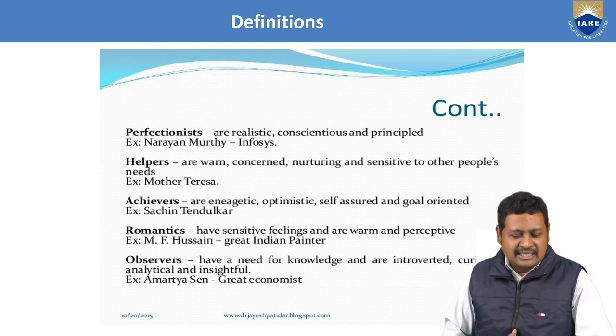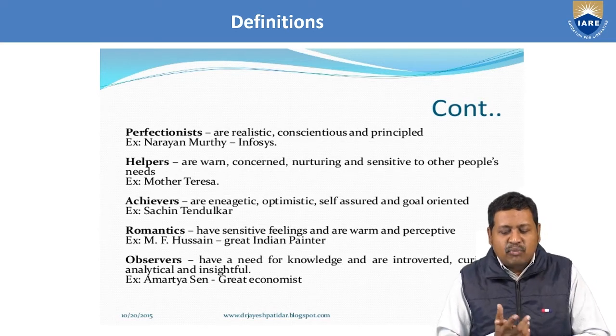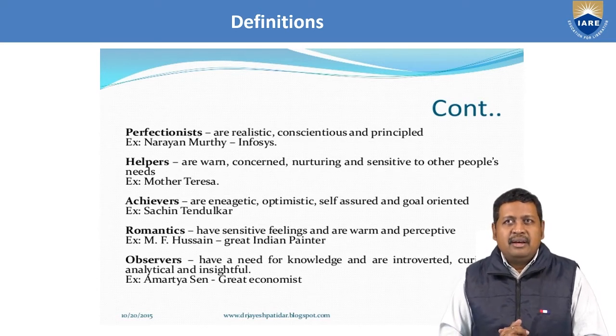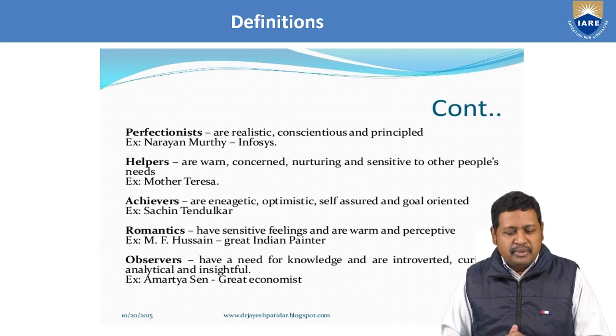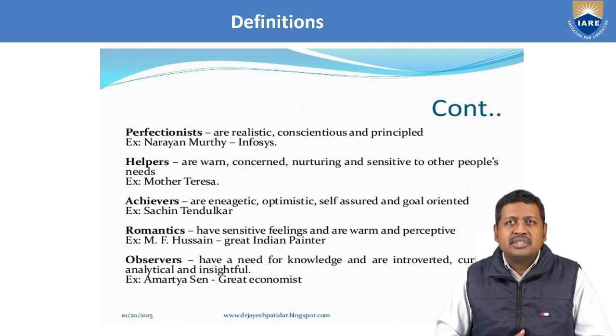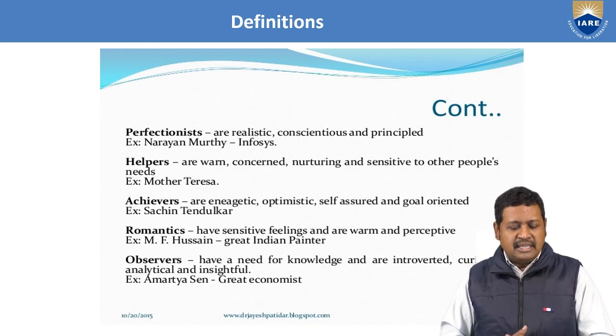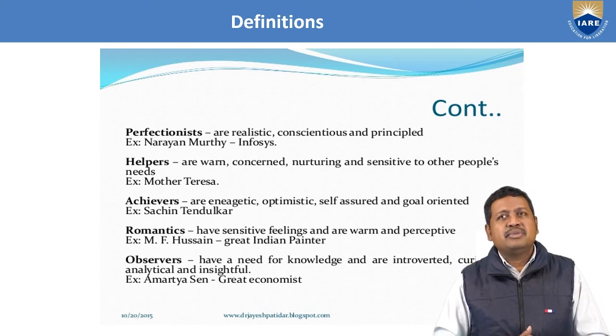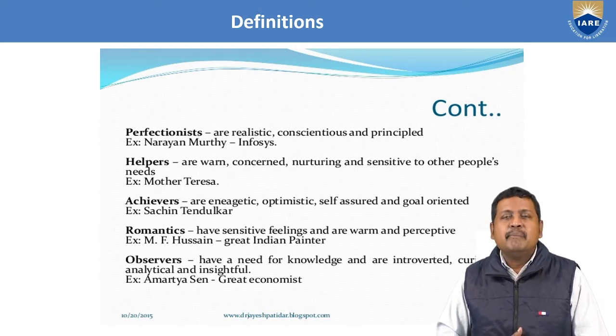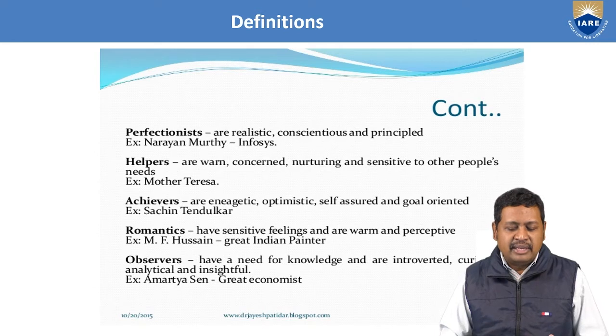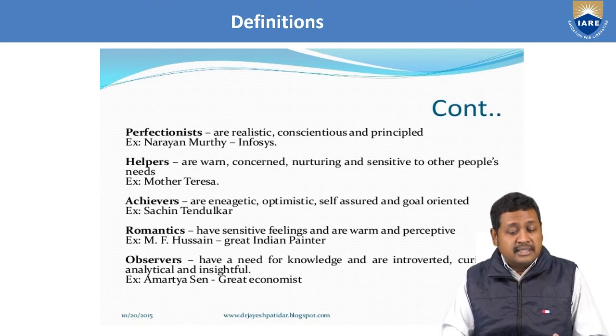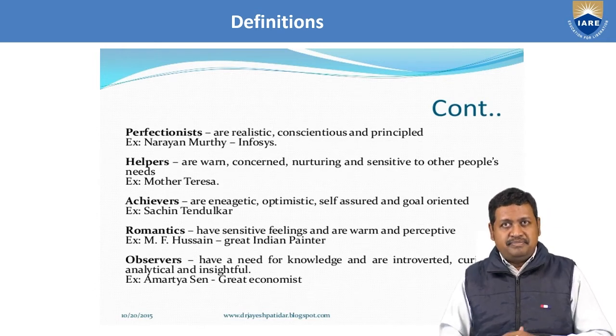Romantics. Who are these romantics? They have sensitive feelings. They are warm and perceptive. They are very warm and sensitive people. They are generally artists and great. The example that I've taken here is one of the great Indian painters, that is M.F. Hussain. These people are generally very, very sensitive to their feelings. They're very, very loving, warm and affectionate, and they're perceptive people.